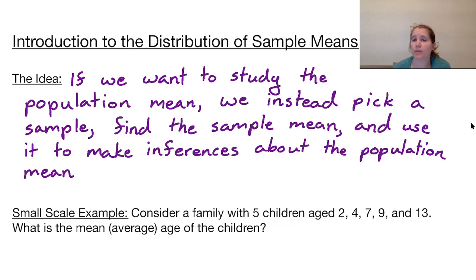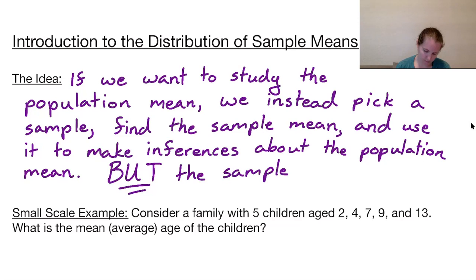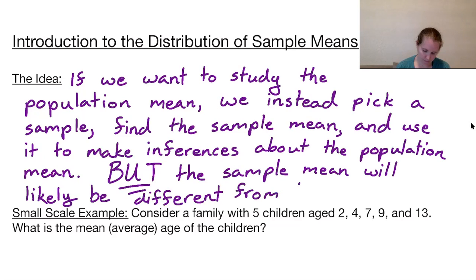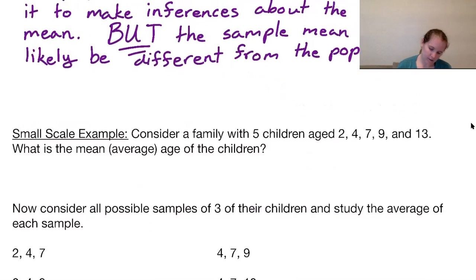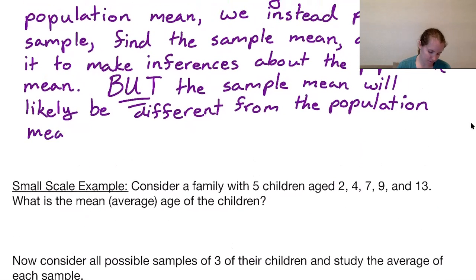But the problem here is that the sample means might not agree with the population mean. And so we need to know, just like we did with the sample proportions, what might happen with the sample means. But the sample mean will likely be different from the population mean. Let me give myself a little more space. So it will likely be different from the population mean. So we need to study what might happen with our sample means.